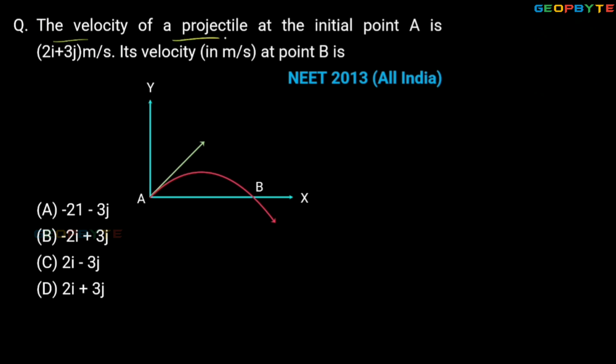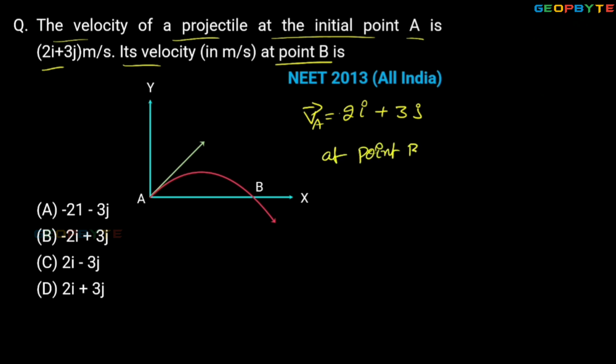The velocity of a projectile at the initial point A is 2i plus 3j. That is the velocity given. At point A given. Now the velocity at point B.